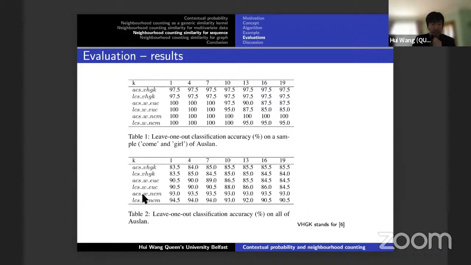And take a look at this one, that is the ACS, and together with the NCM, that gave us the best overall result consistently. So my evaluation concludes that the ACS is quite competitive when we compare to the classical longest common subsequence similarity. In sequence analysis, the LCS, or the longest common subsequence, is well known and a widely used similarity metric. And I have shown in this evaluation that ACS is actually better than LCS.